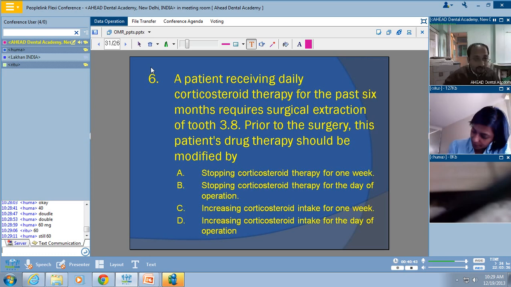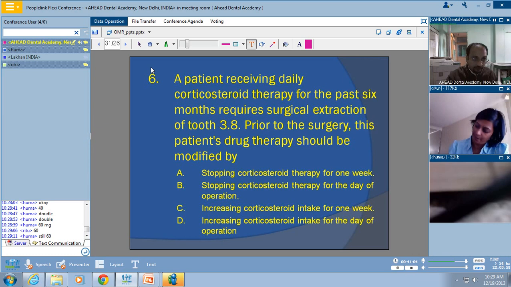But when it becomes 40, the answer will remain 60. If your question is asked 50, it is still 60. What will happen if the patient is taking 60 milligram daily? Then also, it will still be 60 milligrams. Very good. Okay? Is it clear about systemic steroids now?